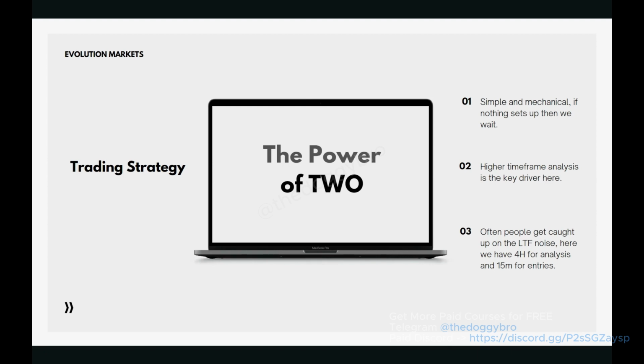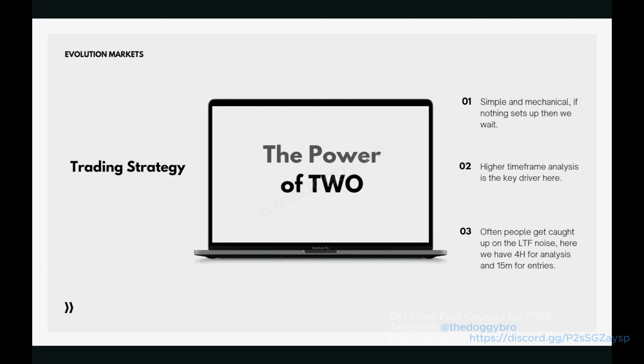We have created this very simple and mechanical trade system where it's very black and white. Either a trade sets up or it doesn't, or if the trade meets all the criteria, it either wins or it loses. We have higher time frame analysis being the 4 hour, being the key driver, and then the 15-minute being the entry model, which is slow enough so that you can still be at work and not stress about fear of missing out. But it moves fast enough so that you're not waiting weeks and weeks for an entry to set up.